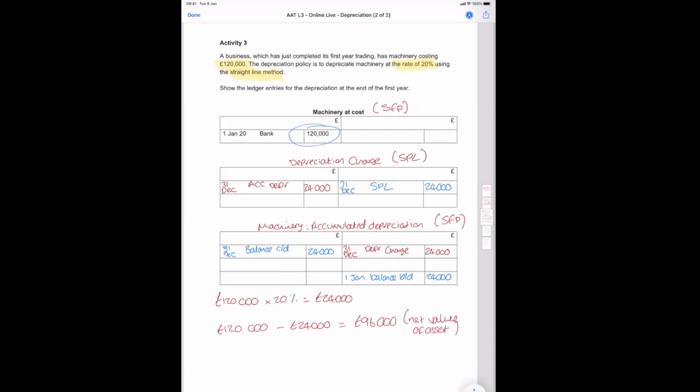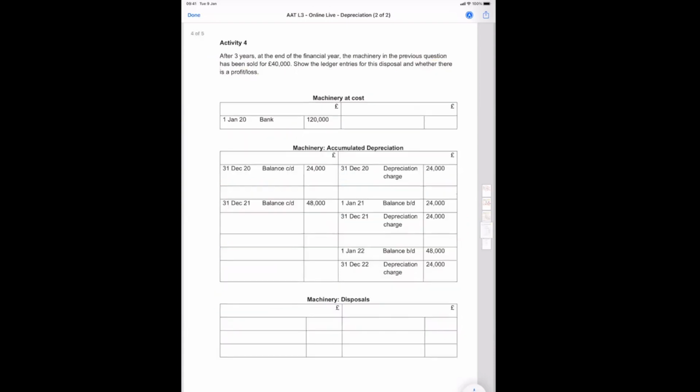So we've looked at calculating depreciation, and we've looked at posting that within the accounts, okay, and how we'd repeat that each year. The next thing that we need to look at is what happens when we dispose of an asset. Okay, what happens when that asset is no longer within the business, okay, and it needs removing from the accounts.